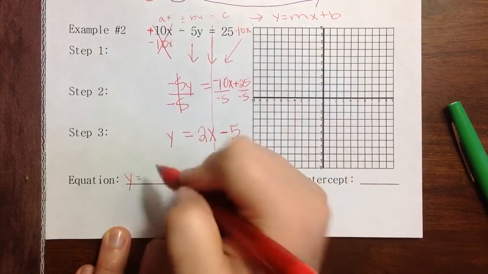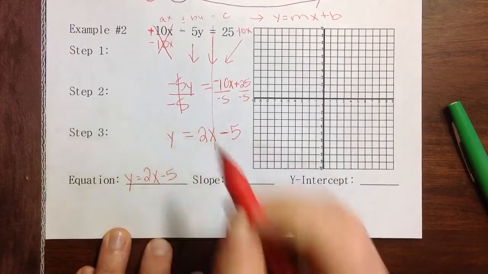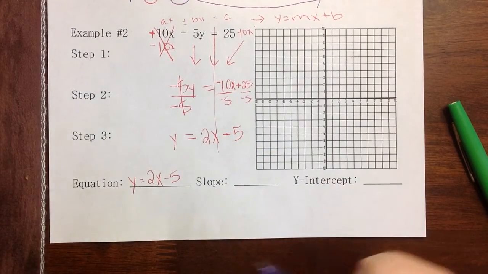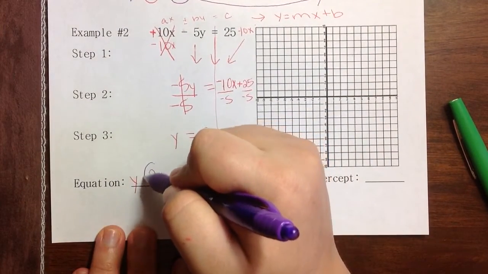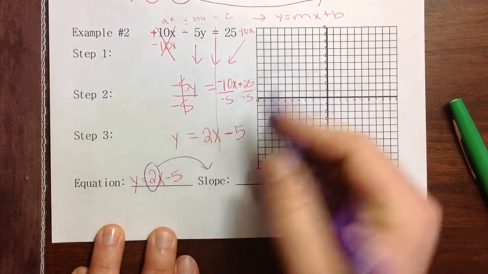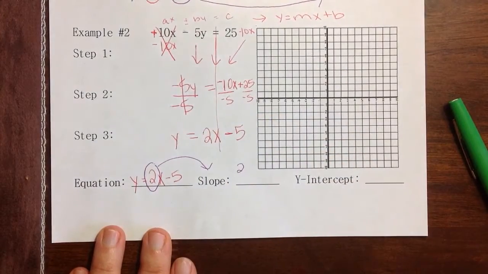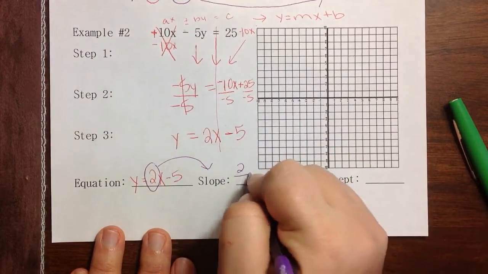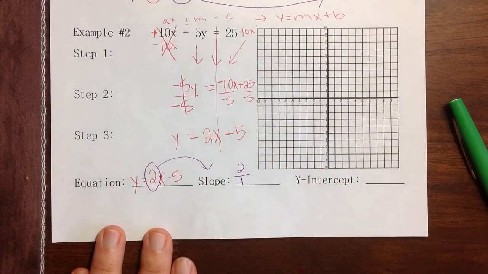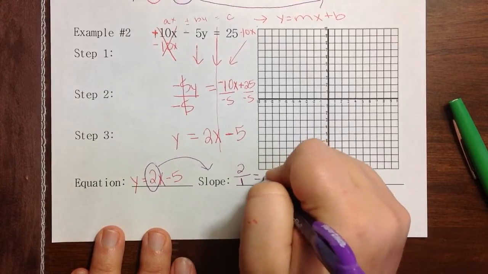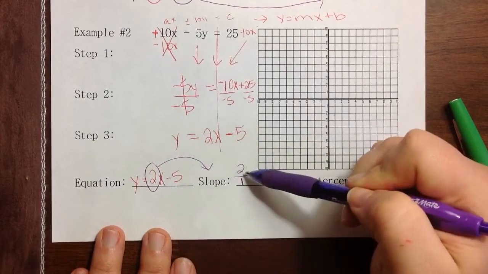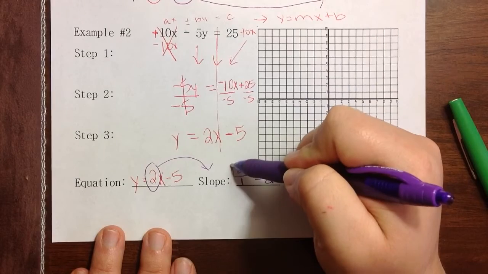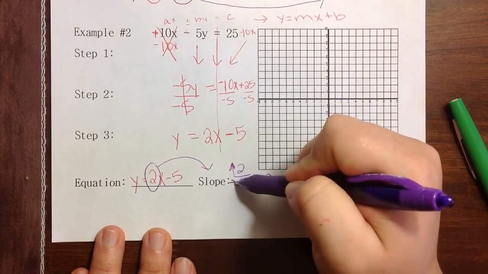My equation is y equals 2x minus 5. I know that my slope is this number in front of the x, which is a 2. Now, if I'm going to run a route, I have to run up and over. So anytime you have a whole number, it's the number over 1. So 2 over 1 is the same as 2. Therefore, because they're both positive, our receiver would go up and to the right.